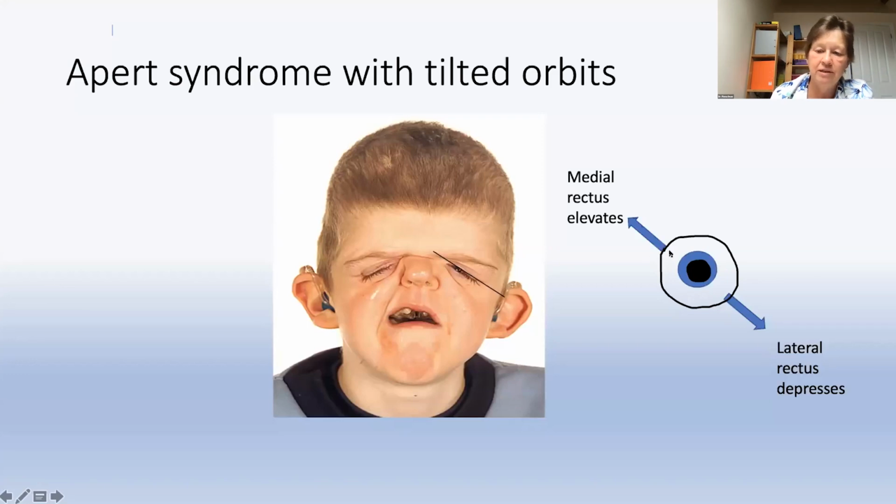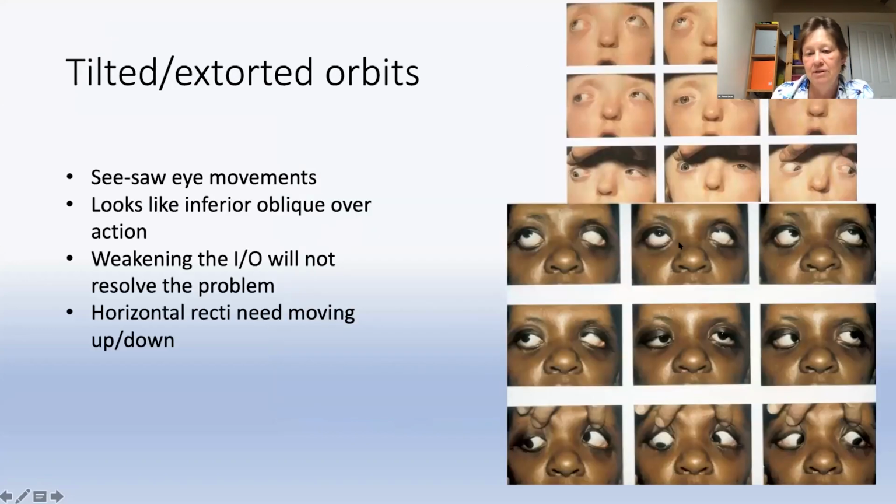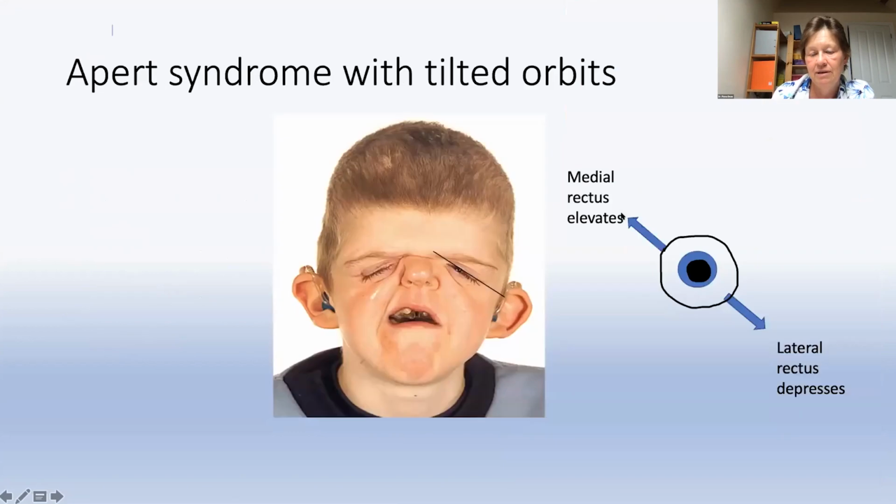So if we look at this diagram here, the medial rectus, which is normally pulling in this direction, this is a demonstration of the left eye, the medial rectus is actually an elevator as well as an adductor here. And the lateral rectus is a depressor as well as moving the eye laterally. So this child will end up with a seesaw movement.